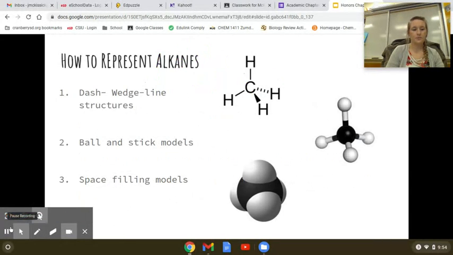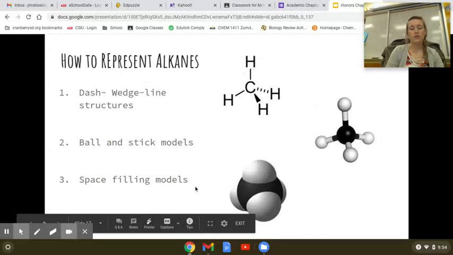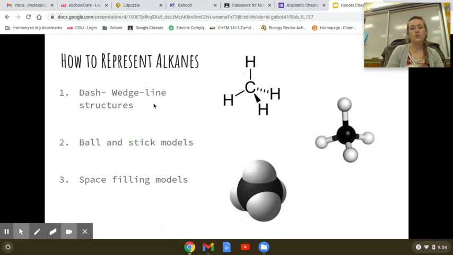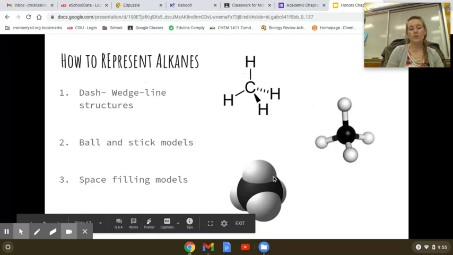Okay, so we can represent alkanes a couple of different ways. We have the dash-wedge line structures, and they look like this. Remember, the dash is saying that it's going behind the carbon, and the wedge is saying it's coming forward, giving you an idea of those bond angles. Then our ball and stick models, which are the ones we have models of that we can use in class. You just have the little balls, the different colors stand for different elements, and the sticks in between represent the bonds. And then we have space filling models, which look like little blobs, but again, the different colors represent different elements.